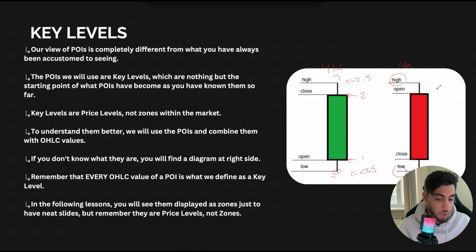So let's say price opens at, for example, 2 here. Price goes up, taps 2.5, then starts to come down and taps, let's say, 0.5, and closes at 1 here. So this is going to be the bearish candle. This is how OHLC levels work. Remember that every OHLC value of a POI is what we define as a key level that we are going to discuss.